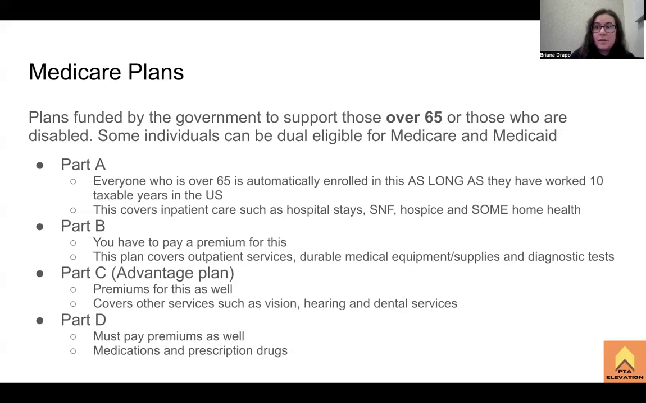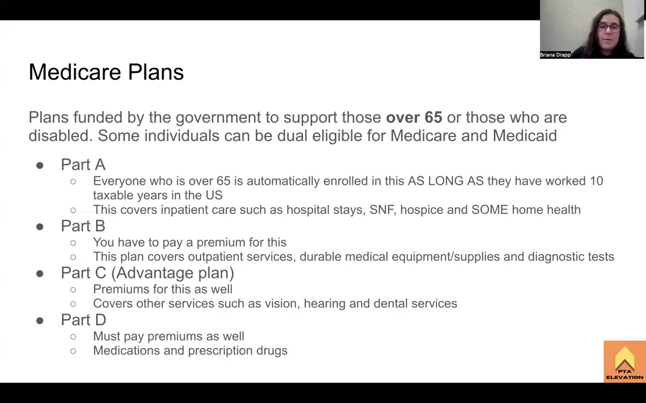And that can count as when you were working in high school, like at Chick-fil-A or something. All of it counts. But anyways, some individuals are dual eligible for both Medicare and Medicaid. We'll talk about Medicaid on the next one, but let's talk about the different parts of Medicare. So we have Part A. And so anybody who worked for that 10 taxable years in the US automatically gets it, and this is US citizens too. I'm sorry, I wanted to make sure I clarified that for US citizens.